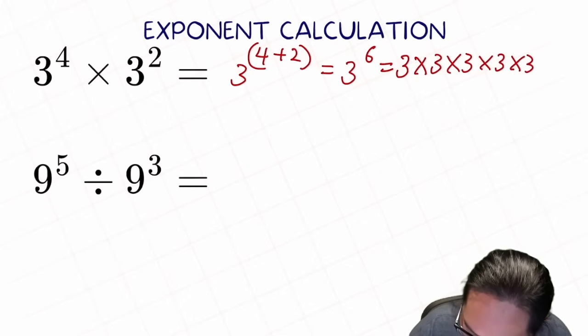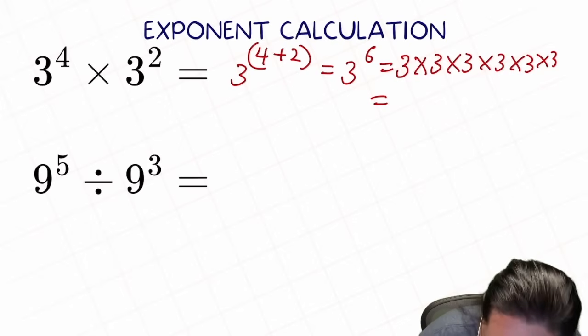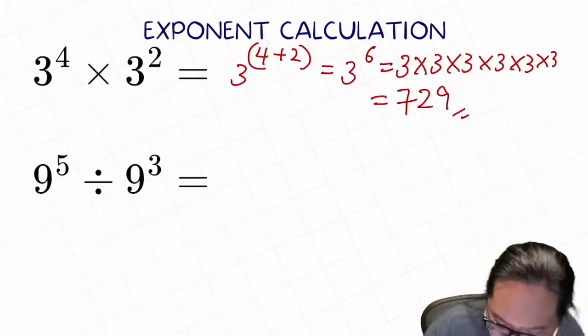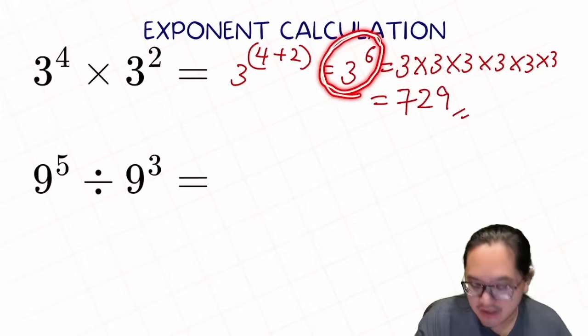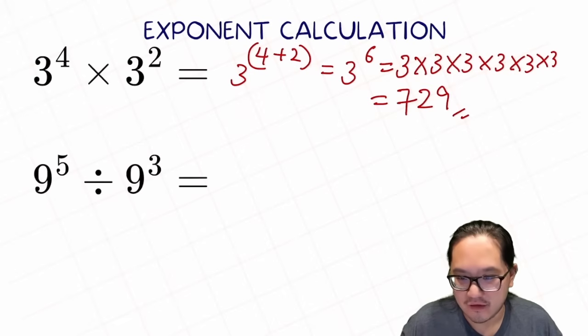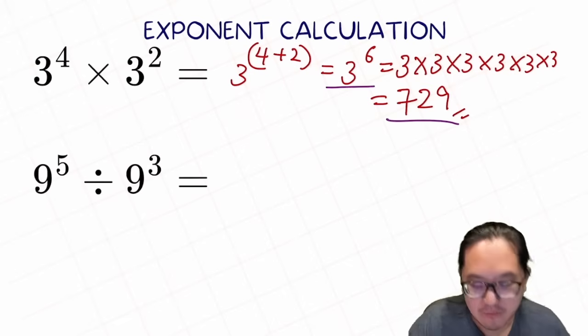1, 2, 3, 4, 5, 6. So we know that the answer will be 729. Or the answer key might just give you this, 3 to the power of 6. Okay? So this or this will be your final answer.